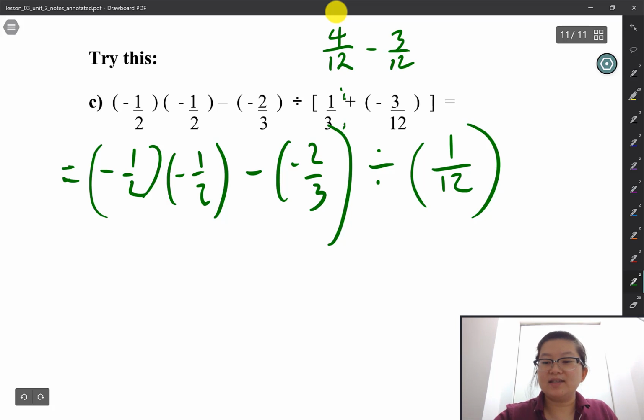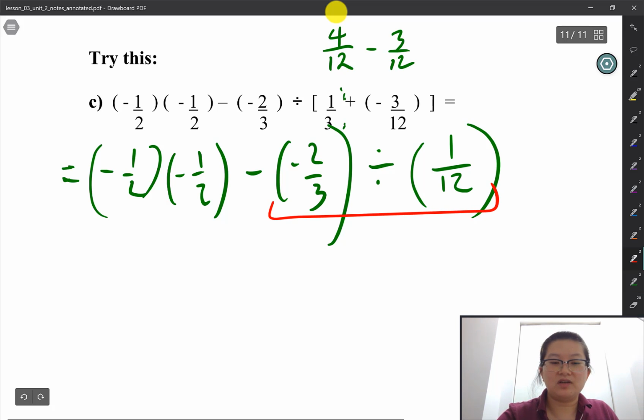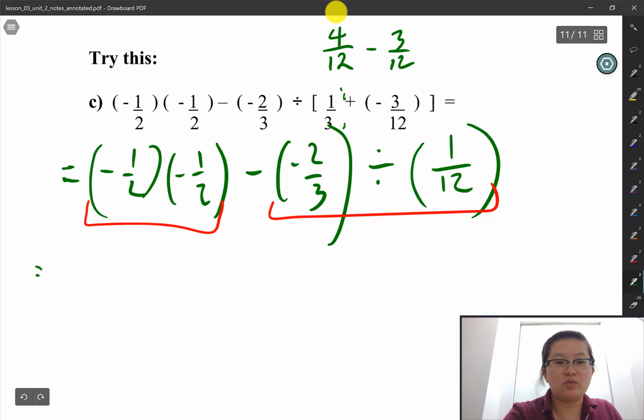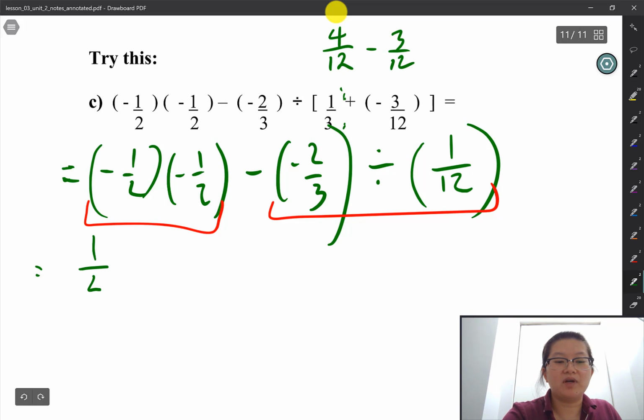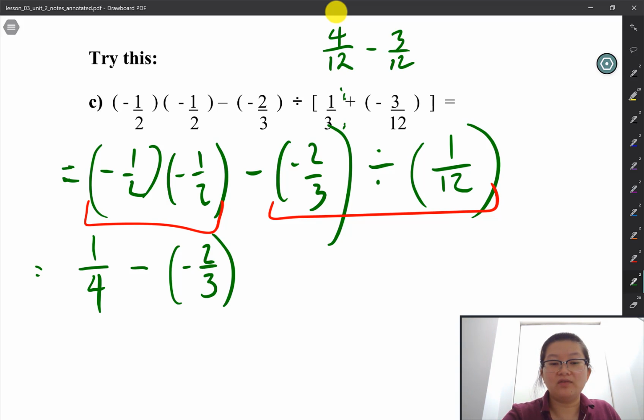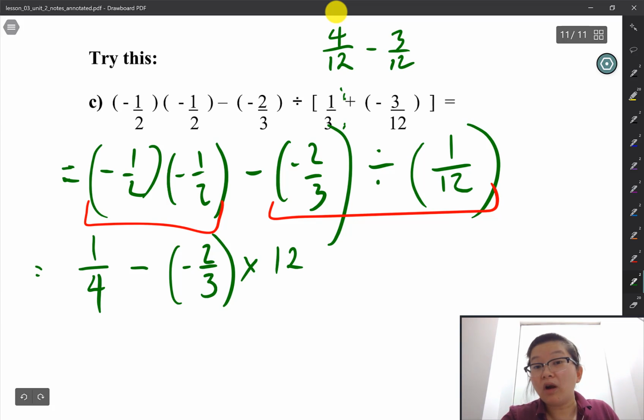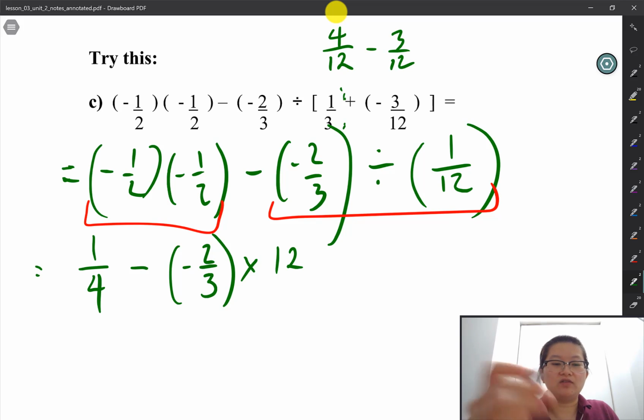Okay, so next up we do division first. And you know what? That's not going to affect us doing multiplication in the second step as well. So guess what? We're going to do multiplication as well. Negative times negative gives us a positive. 1/2 times a half is going to give me 1 on top and 4 on the bottom. So I have 1 over 4 minus whatever this is. This is going to be negative 2 over 3. But if I'm dividing by 1 over 12, that's exactly the same thing as me flipping the fraction to 12 over 1, or effectively just multiplying this by 12.